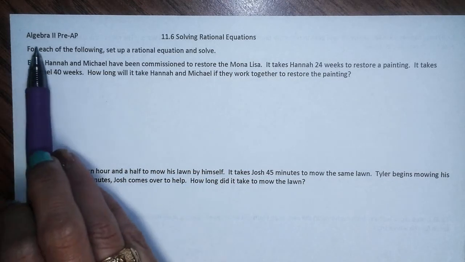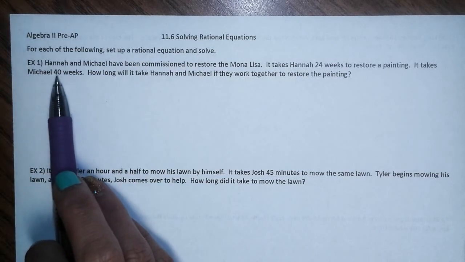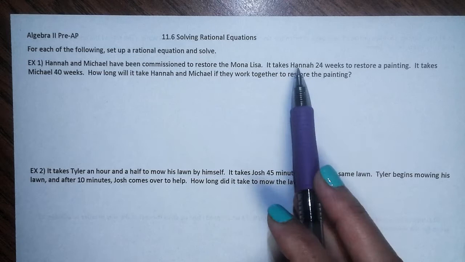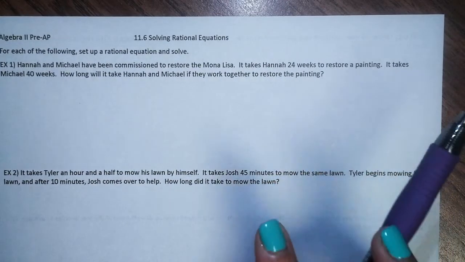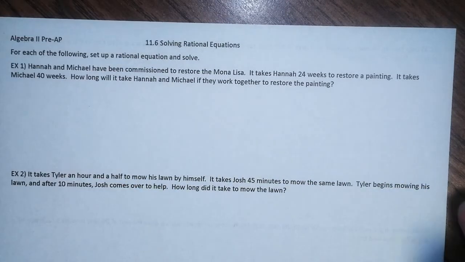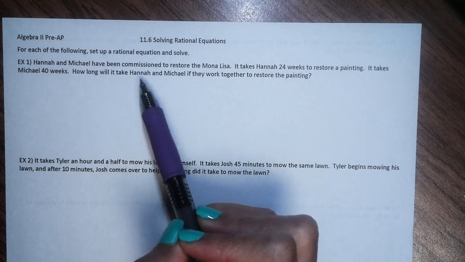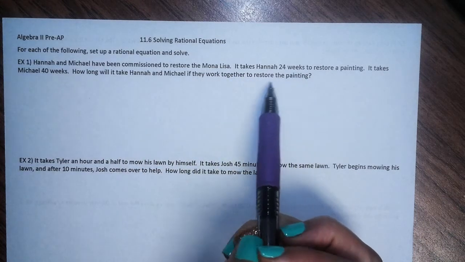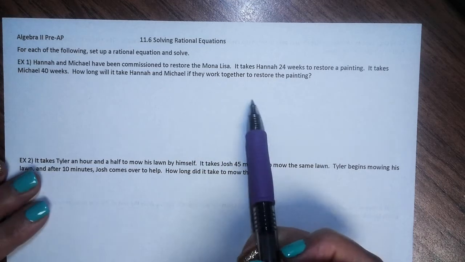It says, for each of the following, set up the rational equation and solve. So number 1. Hannah and Michael have been commissioned to restore the Mona Lisa. We're going to help fix it. It takes Hannah 24 weeks to restore the painting, and it takes Michael 40 weeks to restore the painting. How long will it take Hannah and Michael if they work together to restore the painting? So now you have to set up an equation.